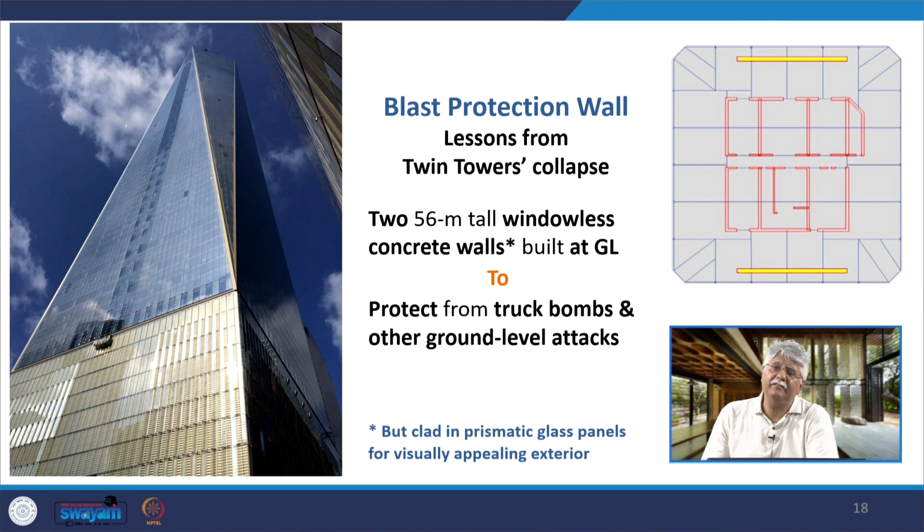And besides that, there is an additional feature provided in the One World Trade Center because of the experience of the previous attack, and that is a blast protection wall has been provided. You see it here, and there are these two 56-meter high windowless concrete walls that have been built at ground level to protect from truck bombs or other ground level attacks. But in order to maintain the aesthetic, because it is windowless, they have been provided with these prismatic glass panels to retain the aesthetic of the building.